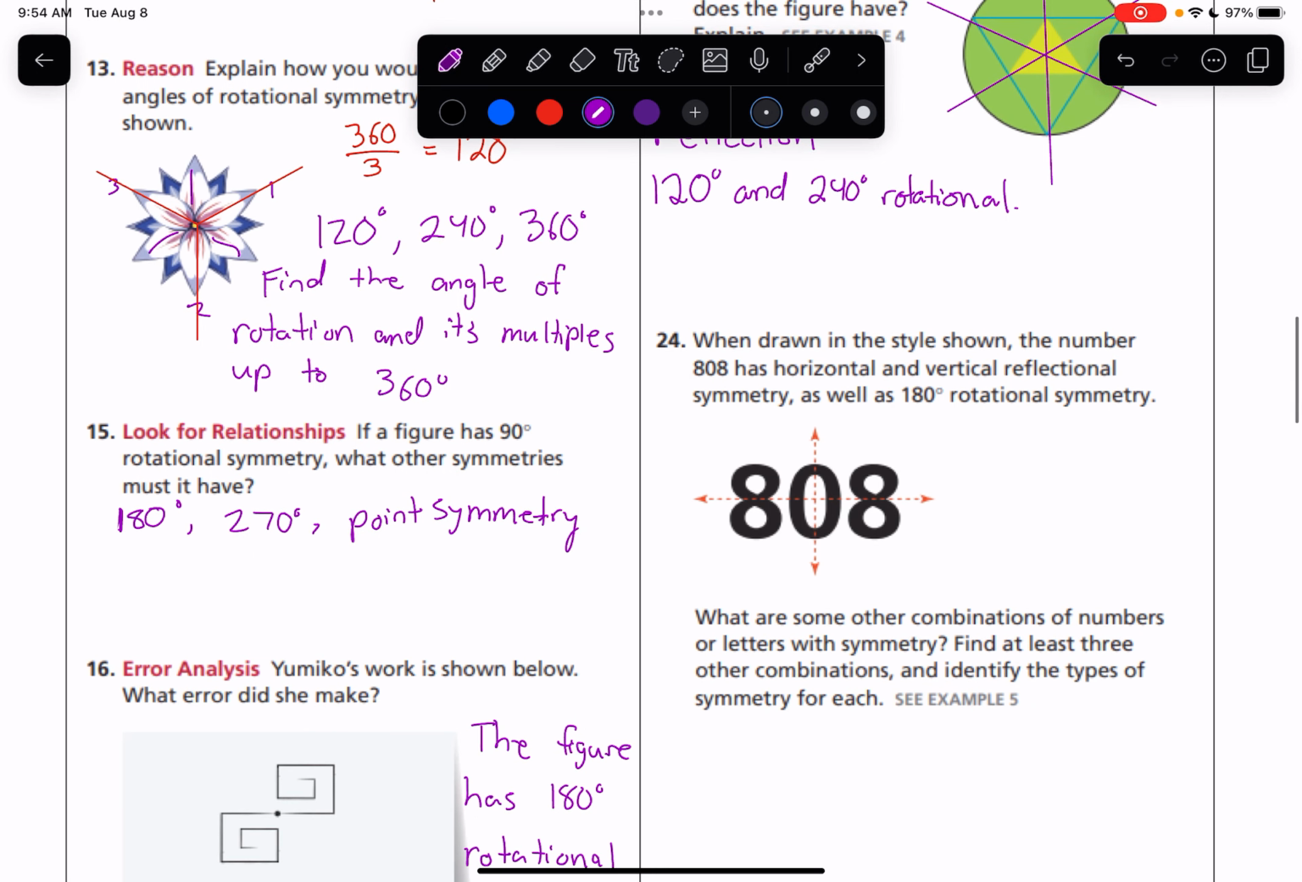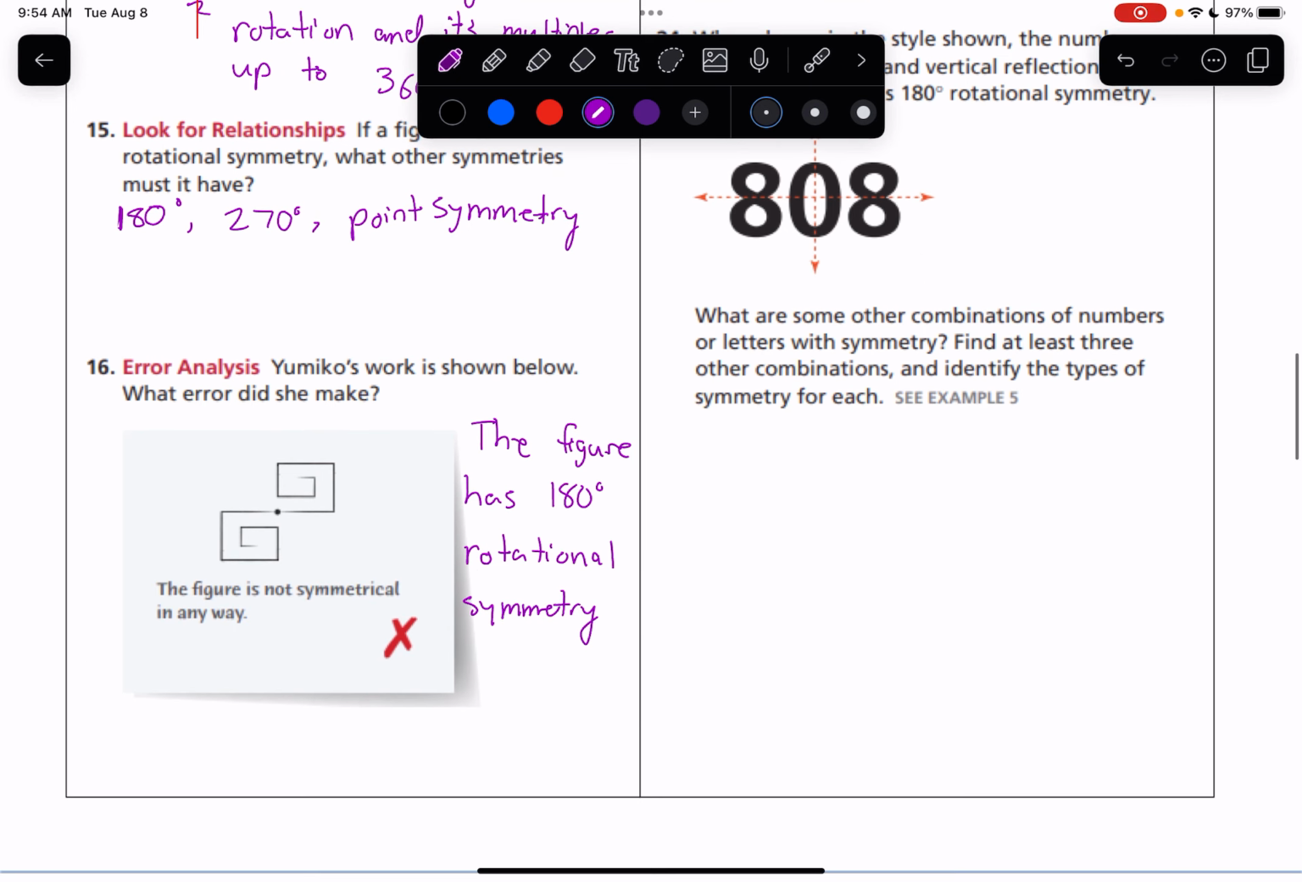Number 24, when drawn in the style shown, the number 808 has horizontal and vertical reflectional symmetry, as well as 180 degree rotational symmetry. What are some other combinations of numbers or letters with symmetry? Find at least 3 other combinations and identify the type of symmetry for each. This is where you can do a zillion things. Please don't copy mine. Come up with your own. So, for example, 33 has reflectional symmetry if you draw it correctly.